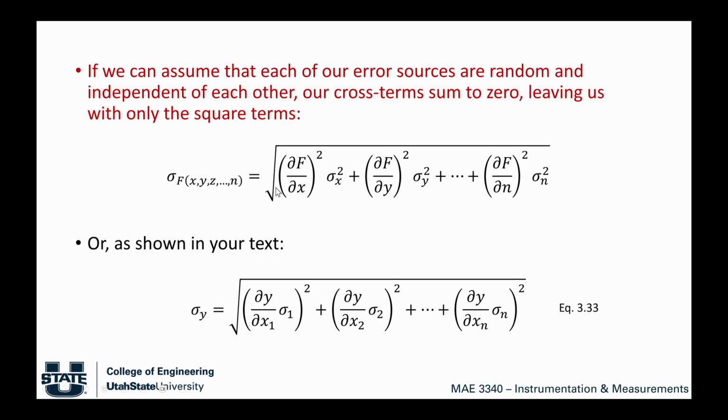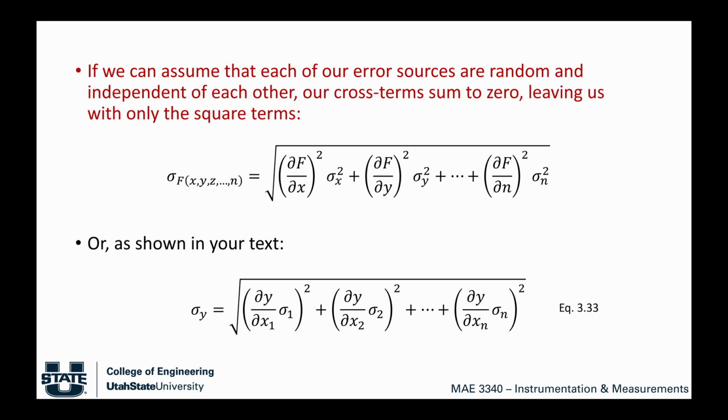So if we assume that each error source is random, and again, like we talked about at the very beginning, independent of one another, then our cross terms sum to zero, leaving us only with these square terms. So let's think about, what does it mean that our sources are random? That means we have the same probability of getting one answer or the other answer. And independent of one another means that if we go back to our mass flow rate equation, the uncertainty related to the cross-sectional area is independent of the uncertainty related to our velocity.